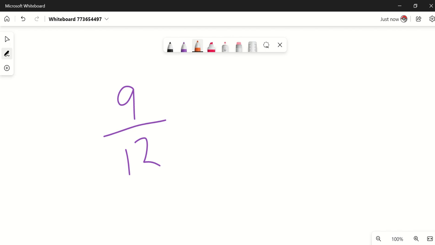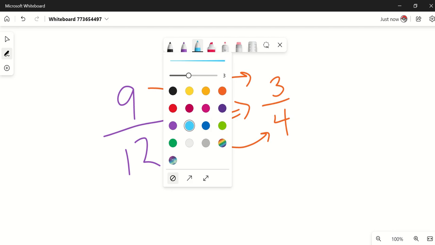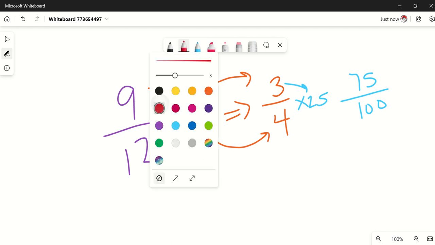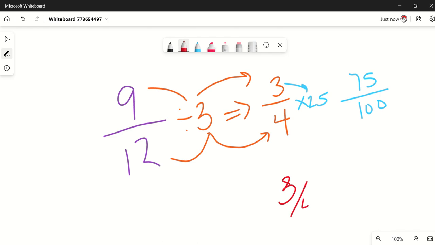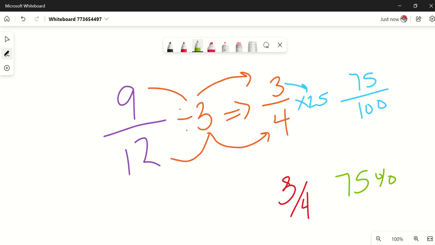Now, they want us to do this in simplest form, and I know I can divide both of these by 3. This will make this 3/4. 9 divided by 3 meaning 3. 12 divided by 3 being 4. And then on the flip side here, I'm going to go ahead and multiply these by 25 each because I know that 4 times 25 will get me 100. 3 times 25 will give me 75, which means my answers should be as follows. Fraction in simplest form is 3/4, and the percentage is 75%. And those would be my answers for this question.